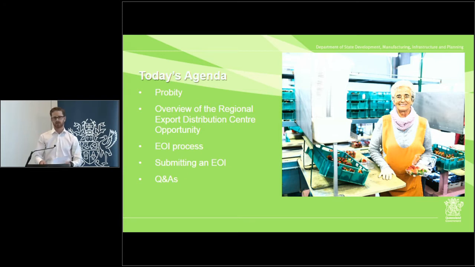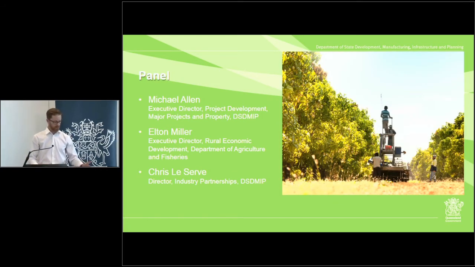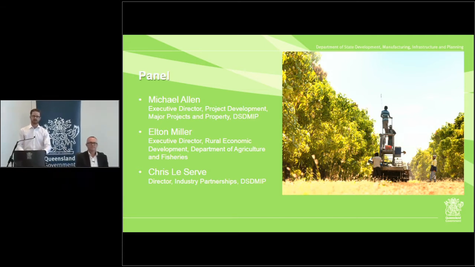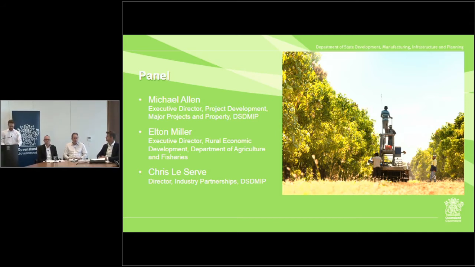I'd like now to introduce you to the panel that we have here today answering the questions. From right of screen, we have Elton Miller. Elton is the Executive Director of the Rural Economic Development Team within the Department of Agriculture and Fisheries. In the centre of screen, we have Michael Allen. Michael is the Director of Project Development, Major Projects and Property Group within the Department of State Development, Manufacturing, Infrastructure and Planning. And on the left, we have Chris Laserve, who is the Director of the Industry Partnerships Group within the Department of State Development, Manufacturing, Infrastructure and Planning.